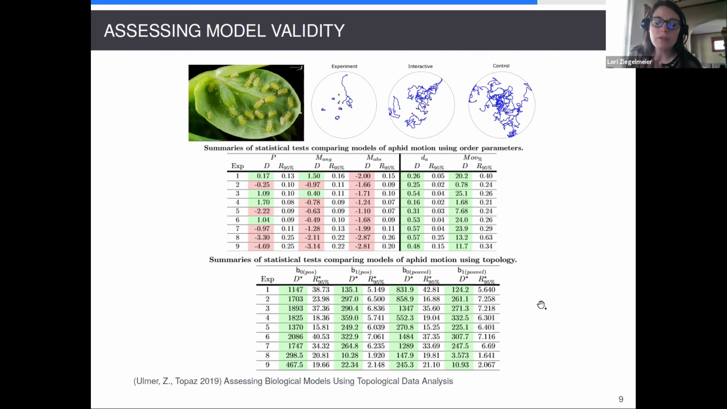And what we observed is that order parameters with a priori knowledge, or really that are the basis of the interactive model, such as distance to nearest neighbor or percent moving, revealed the same results, that the interactive model was more faithful to experiment than the control model was. And this was also found with the topological approach, which was not using a priori knowledge.